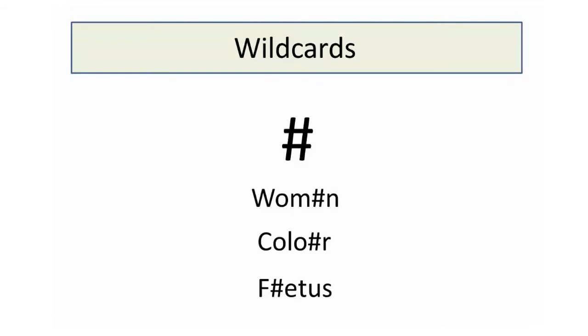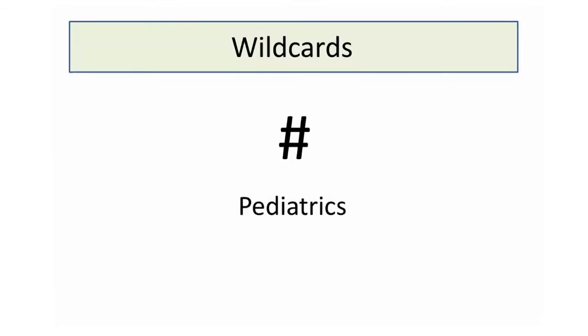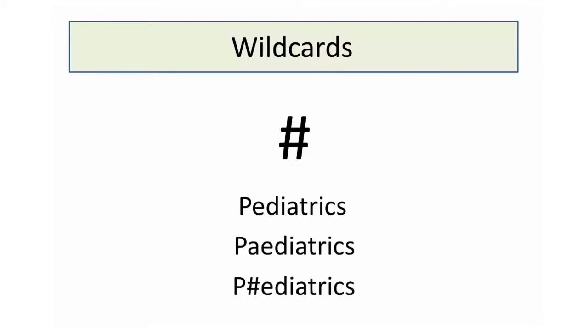Wildcards are a similar tool you can use to find results for a word with variant spelling. Unlike truncation, which only finds variant endings, wildcards can find variations within a word as well. For example, pediatrics can also be spelled paediatrics. Using the hashtag replaces 1 or 0 letters, so it finds exact results and results that have only 1 letter variants.